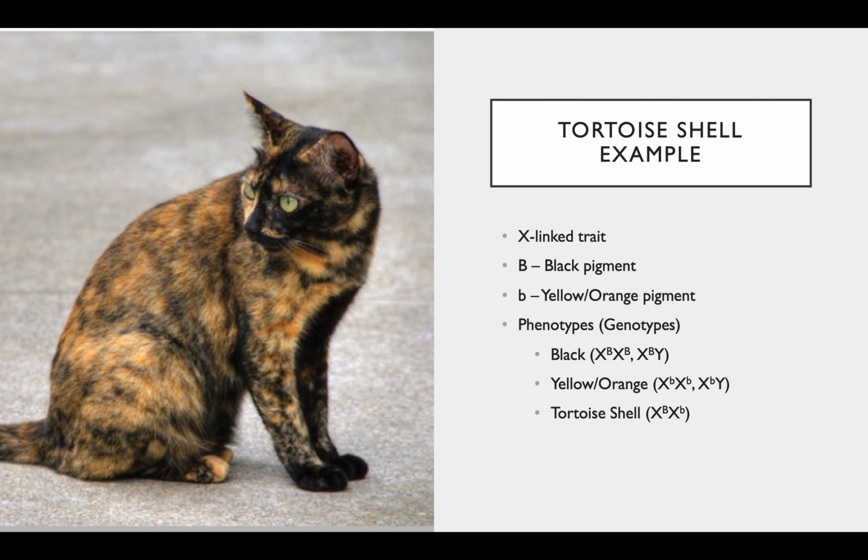So for the tortoiseshell example, we also discussed this in our lecture. It's an X-linked trait because the genes are found on the X chromosome. In this case, black is dominant, so we have a capital B, and the yellow-orange pigment is recessive, so we have a lowercase b, and these are just the phenotypes and genotypes that we're going to use.